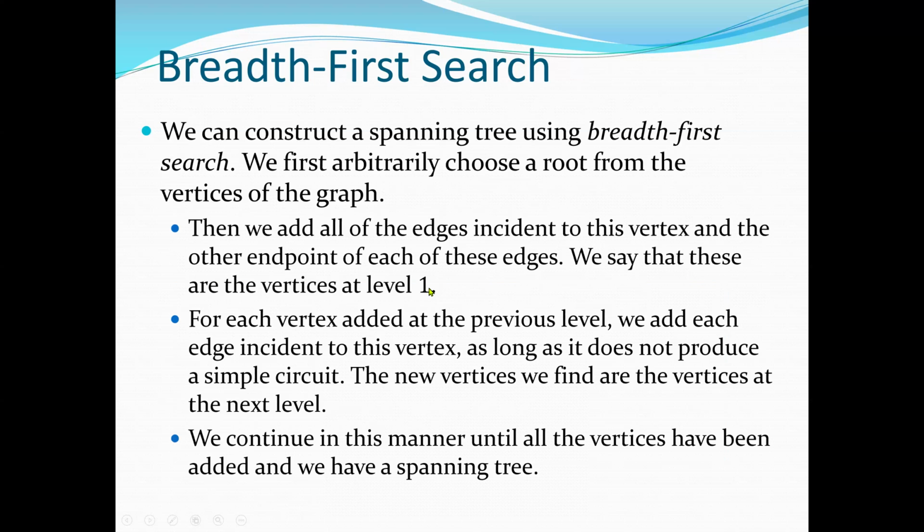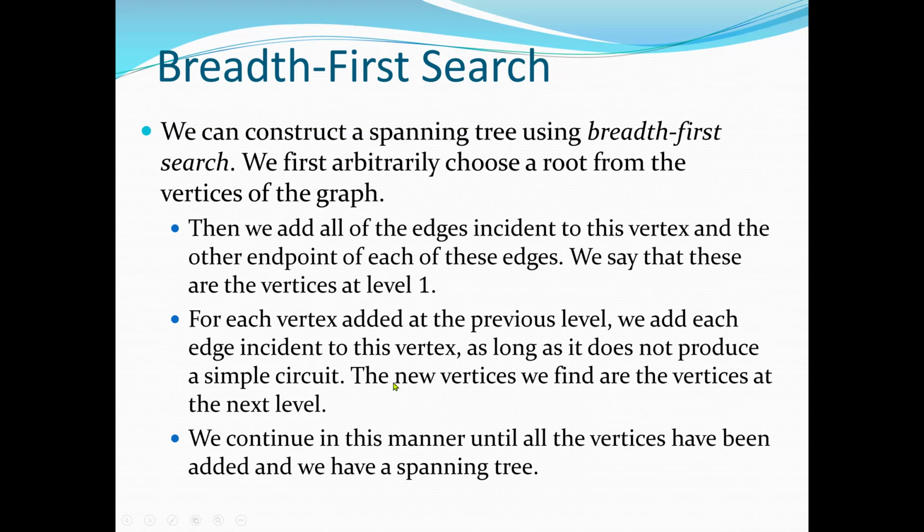So there's a difference here. After we select our root, we add all of the edges incident to the root vertex that we selected and the other endpoint of each of these edges. Then that will be level 2. Now for each vertex added at the previous level, we are going to add each edge incident to this vertex as long as it does not produce a simple circuit. So the goal again is to get rid of the simple circuits.